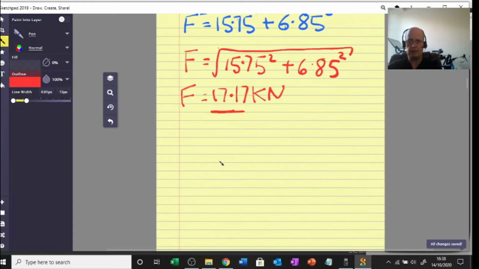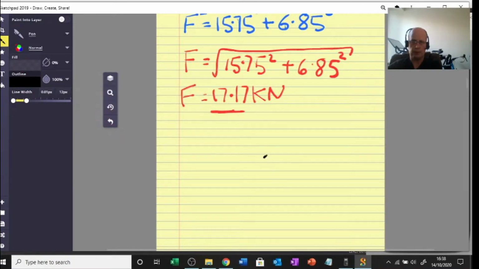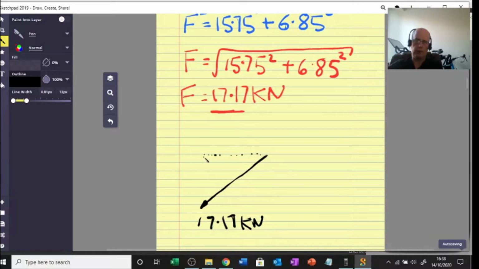All that really means is that this thing is going to be coming down something like this. Resultant force of 17.17 kilonewtons. Now we need to find the angle in here, which we can.